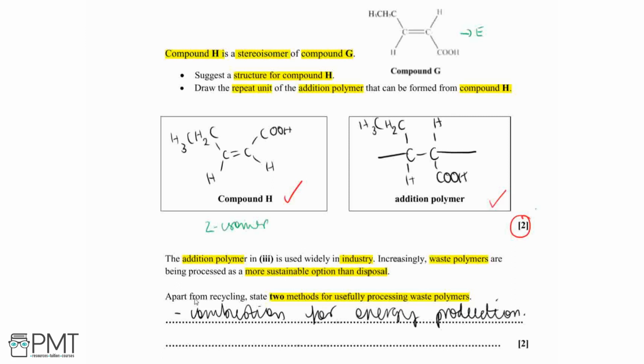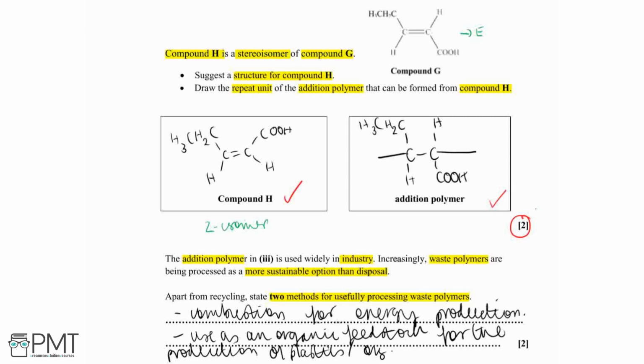So that's one method. And another method could be the use as an organic feedstock for the production of plastics or other organic chemicals. So the production of plastics or some other organic-based chemicals. So what this means is that we could use our waste polymer as a starting point. So sort of like the food to make the plastics and all other organic chemicals there.